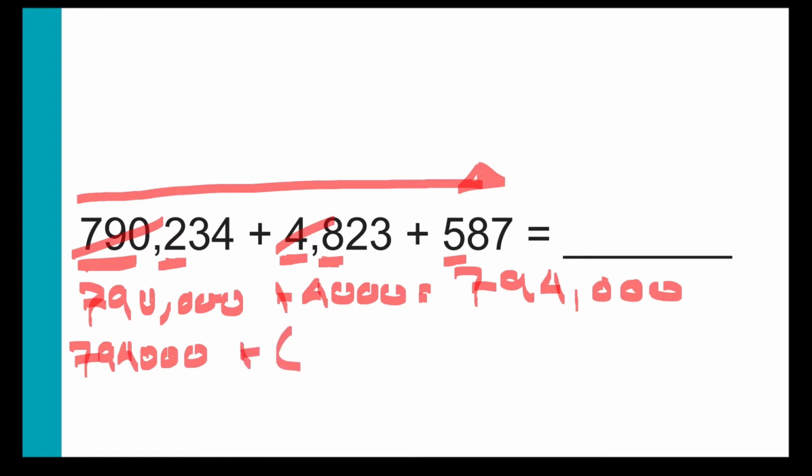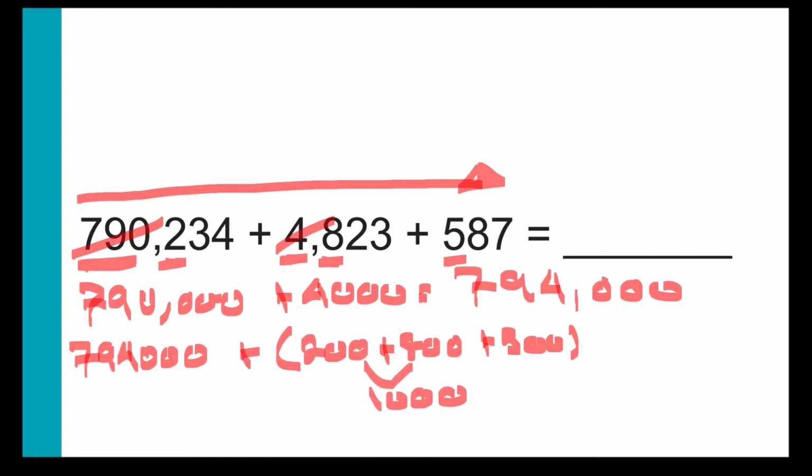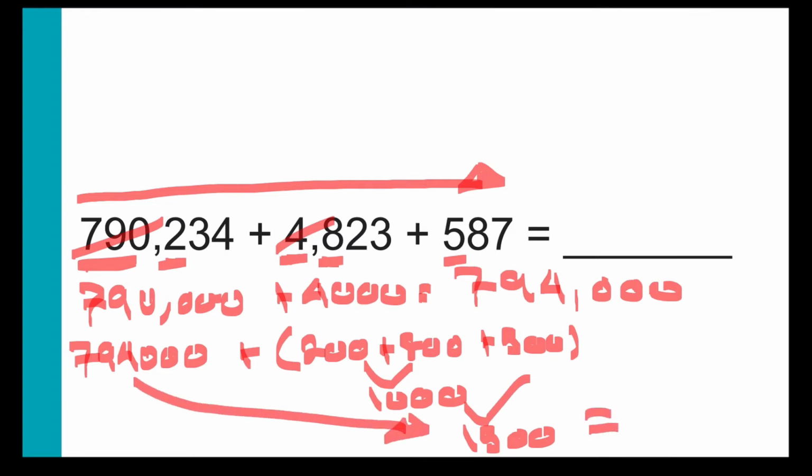plus 200 plus 800 plus 500. All right, 200 plus 800 is 1,000 plus 500 gives us 1,500. You add that to 794 and you would get 795,500. So now we've done the hundreds, check, check, check.